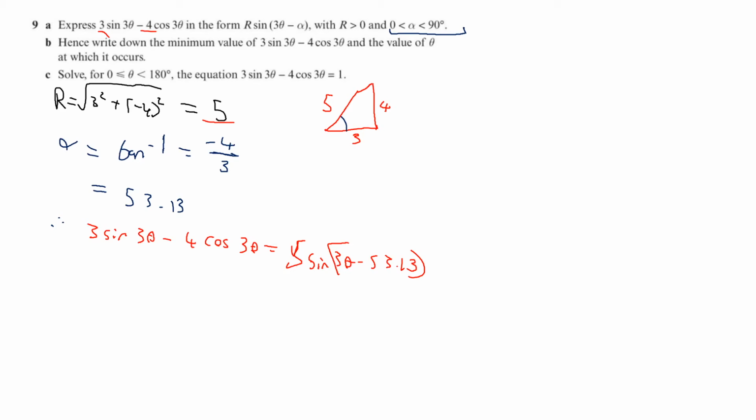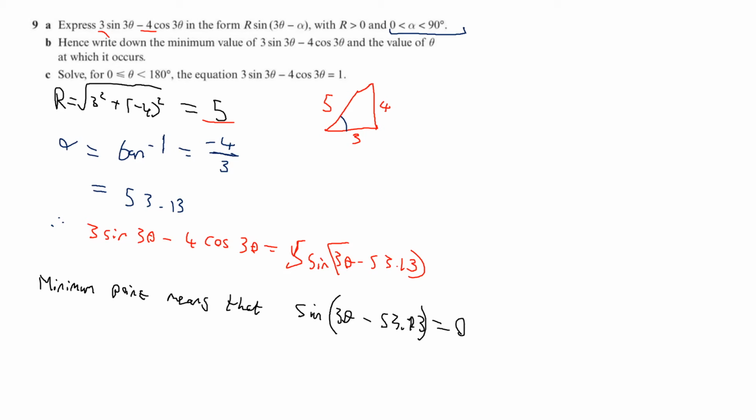Now what we need to do is work out the minimum value of 3 sine 3 theta minus 4 cos 3 theta, and the value of theta at which it occurs. The minimum point, right, is the point at which, hang on, I'll write this down. Minimum point means that sine (3 theta minus 53.13) is equal to, okay? That's all that means.